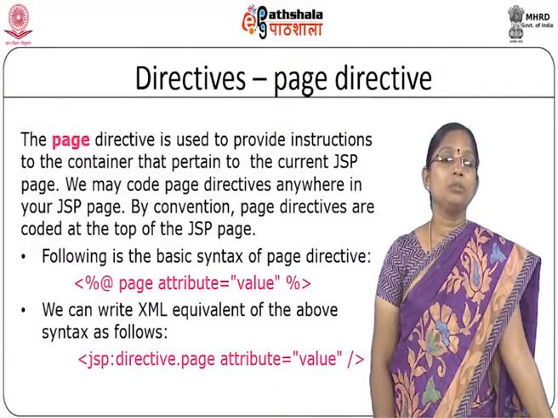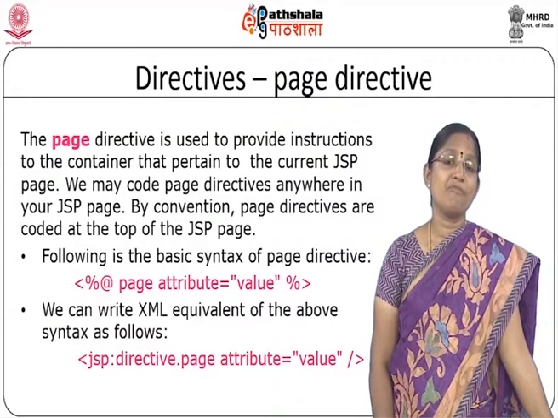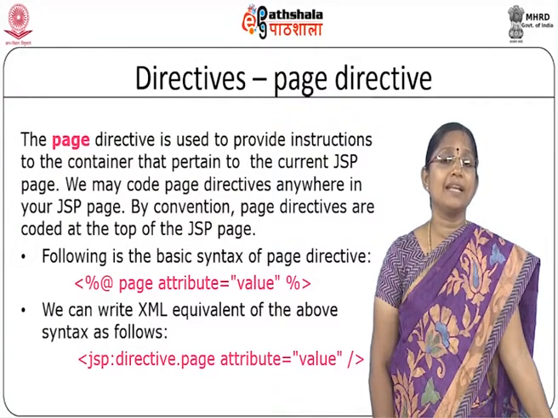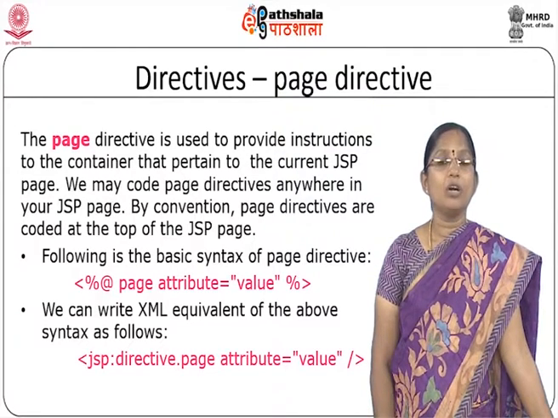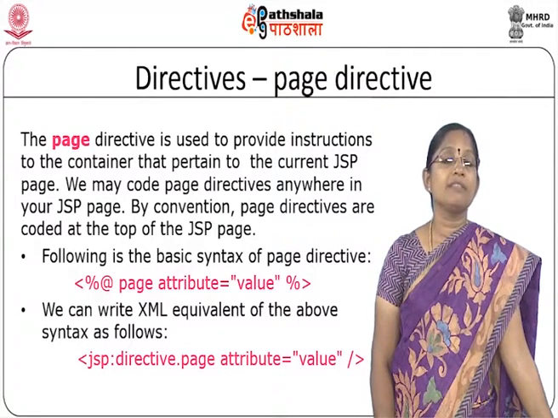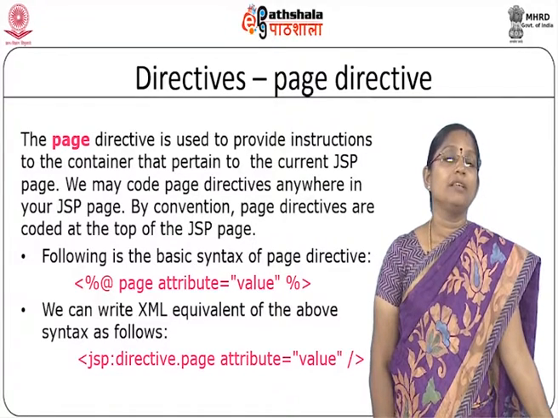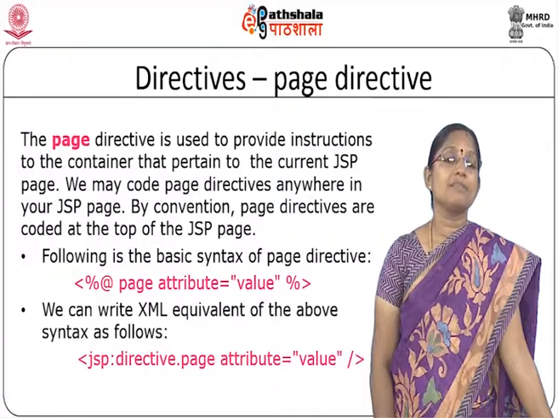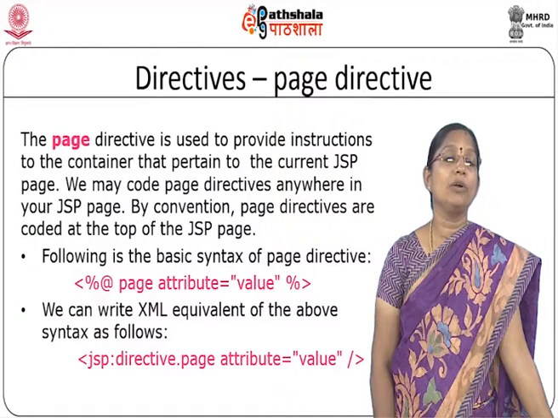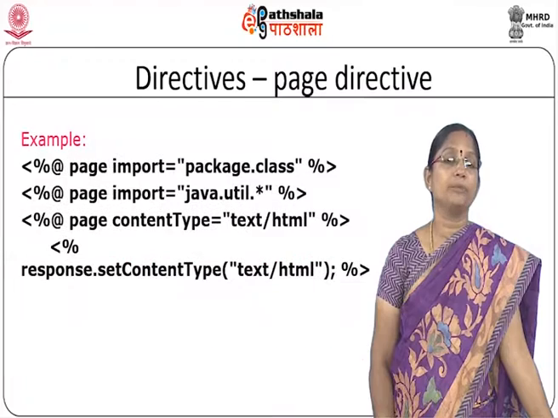You can look through the syntax of the page directive. It starts with a percentage symbol, because every directive has to be started and ended with a percentage symbol. Not only directives, all kinds of JSP tags are started with a percentage symbol. So, the page directive starts with @, then the reserved word page, then some attribute, and the value is what we give for that attribute.